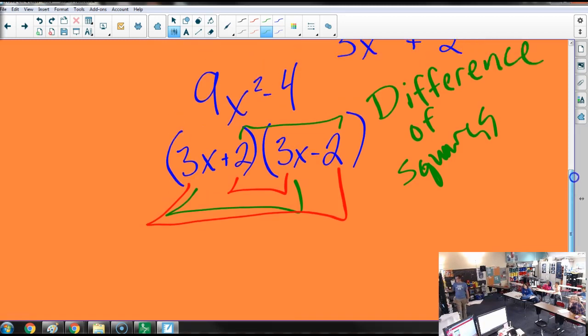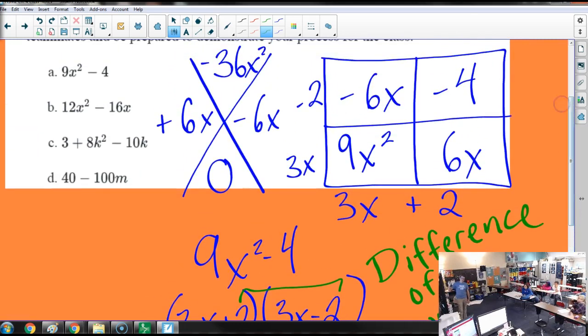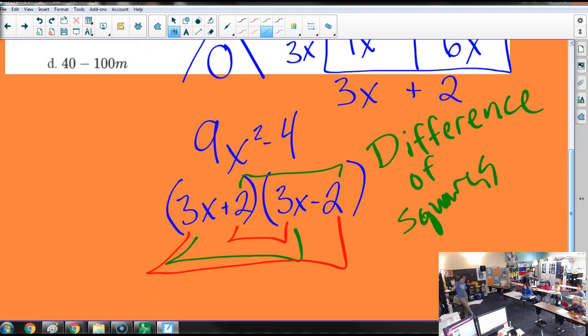So when you see something missing the b value, and both the a and the c are squares, you can just square root both of them. Exactly as one of you had said, we just take the square root of the a and the square root of the c. And then you have to write it out as one has plus and one has minus.